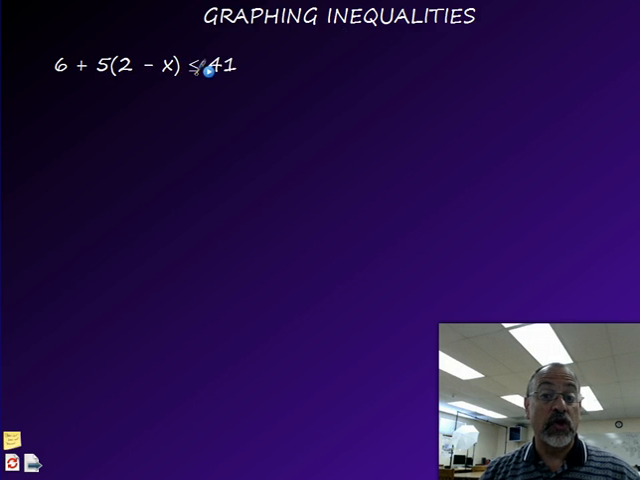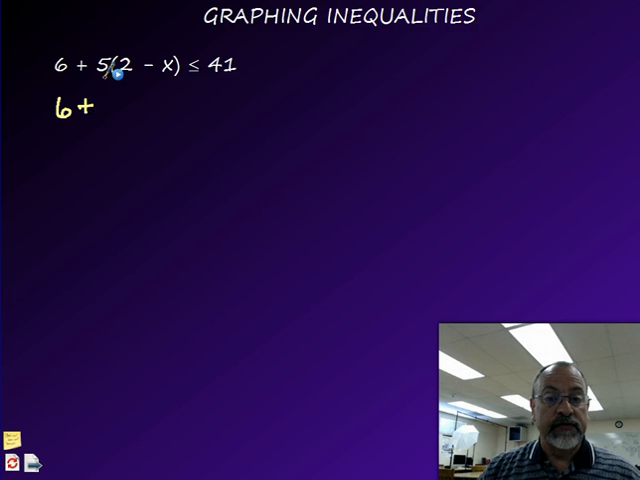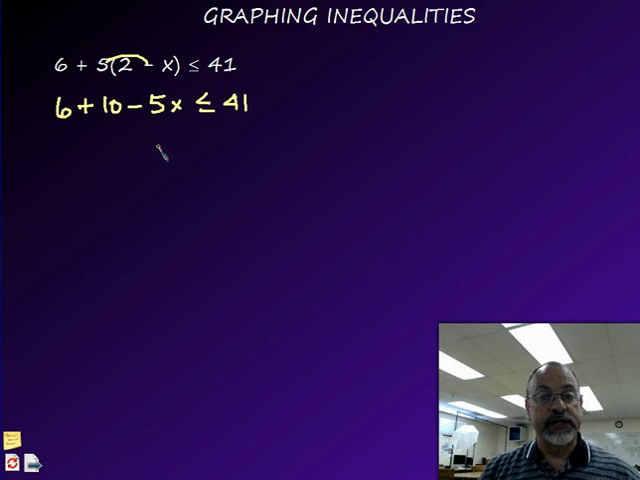So here we have an example. Solve this inequality. We're going to follow our steps. Remember, we distribute and then simplify on this side of the equation. All right, so we distribute. 5 times 2 is 10. And then distribute this, minus 5x, less than or equal to 41. Remember, we distribute and then simplify each side separately.